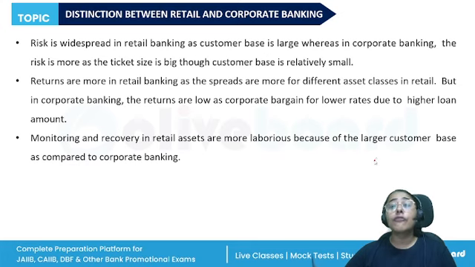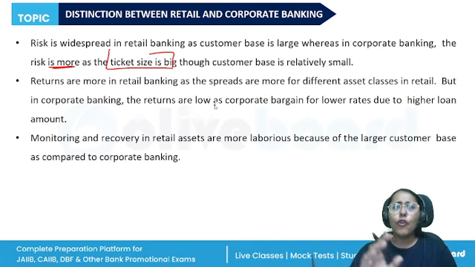Risk is also more widespread in retail banking. Why? Because the number of customers in retail banking is more. The customer base is large, so the risk will be widespread. In corporate banking, the risk will be more concentrated because the ticket size is big. If customers on the retail side default, it won't lead to much loss because the ticket size is low. But on the corporate side, even if one corporate debtor defaults, it will lead to huge losses.